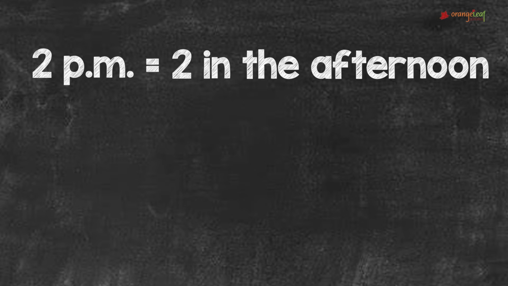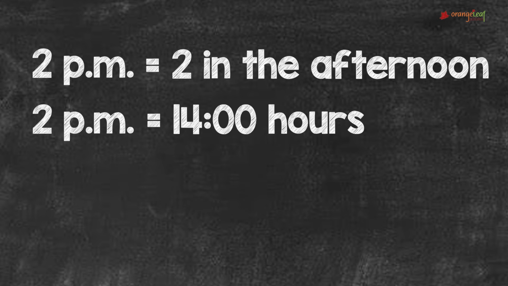We now have to write the following times in the 24-hour clock format. The first question says 2 p.m. Now, 2 p.m. means 2 in the afternoon. So, in the 24-hour clock, that would be 14 hours.